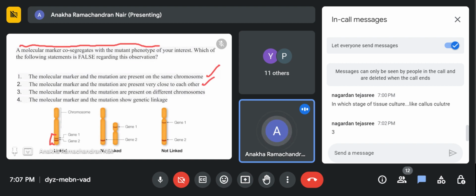Option C is the molecular marker and the mutation are present on different chromosomes. So, since option 1 was correct and this is the opposite of option 1, this is wrong. Okay, let's see what the fourth one is. The molecular marker and the mutation show genetic linkage. So that is also correct since they move together. Because of their close nature, due to the distance between them, they show genetic linkage, which is also correct. So the incorrect option or the false option in this case is option number 3, which is the answer for this.